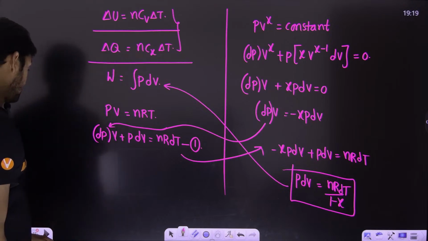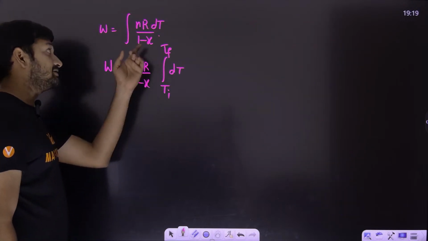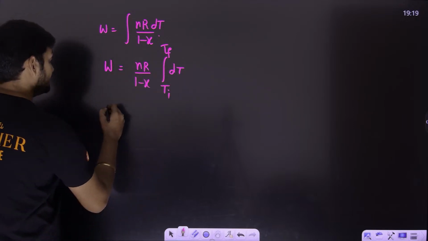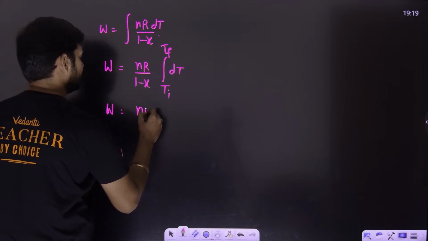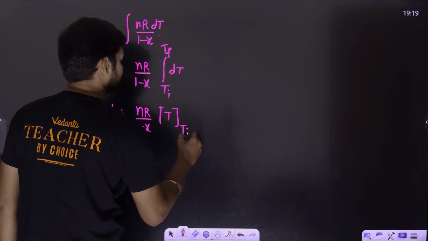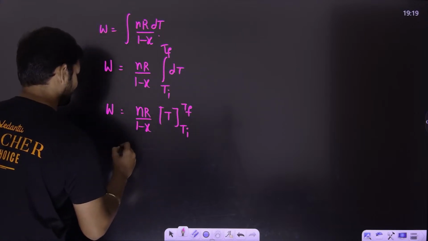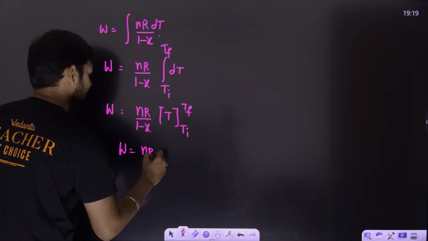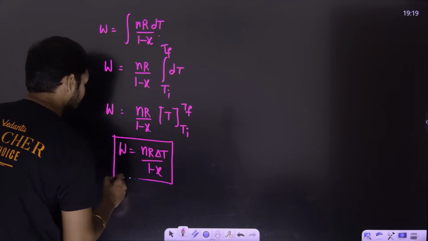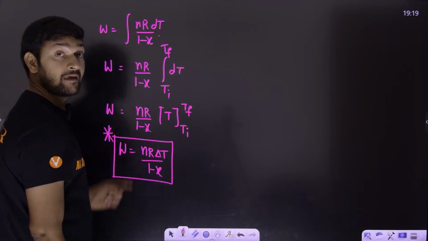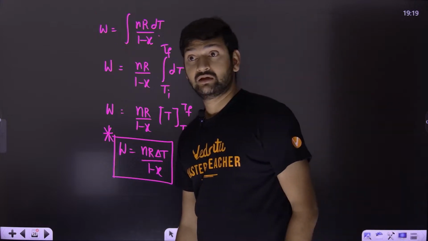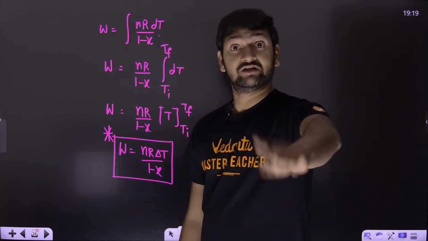Now, the constant is taken out, dT can be written as T. Then work is going to be nR by 1 minus x into T initial to T final. I'll write work as nR delta T by 1 minus x. That's it. Mug this one up at any cost. Very, very important.